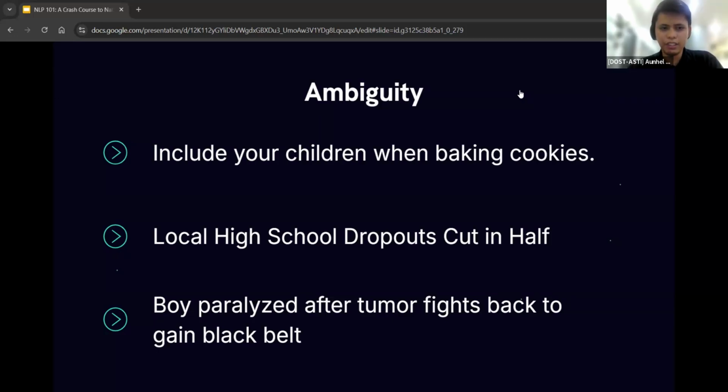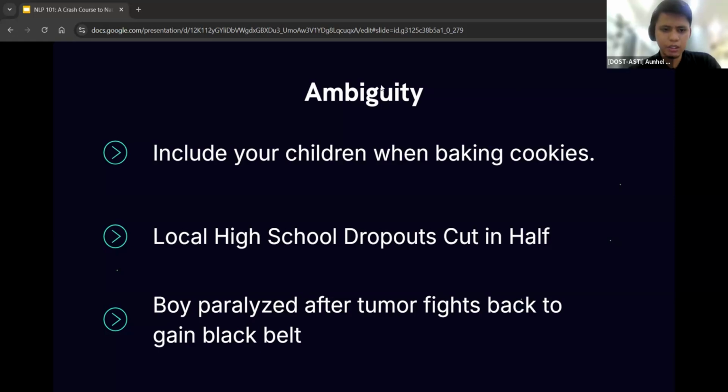Well, of course, you may find this somewhat funny, things like that. This is actually a very hilarious moment. But imagine our system or our computers inherently do not know what we're trying to say. Maybe this is what we're trying to say: Boy paralyzed after tumor fights back to gain black belt. So did the tumor fight back with the boy? Did the boy get paralyzed, or did the boy, paralyzed after having a tumor, gain a black belt?